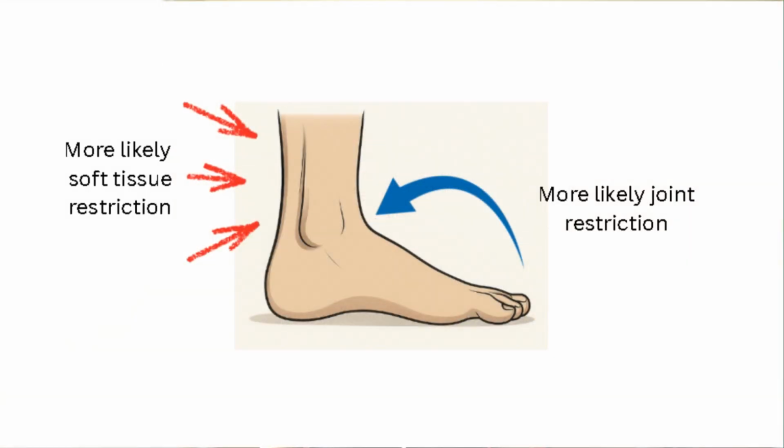Now let's review a little bit from the last video. If during the knee to wall test you felt a pinch or kind of a block in the front of your ankle, it's more likely that it's a joint restriction issue. However, if you felt a stretch in your Achilles tendon or maybe in your lower leg, your calf area, then it's more likely a soft tissue restriction. It is possible that some people have both issues.